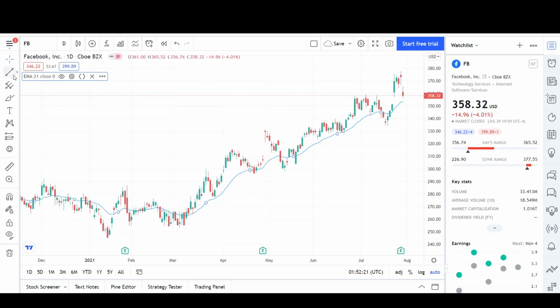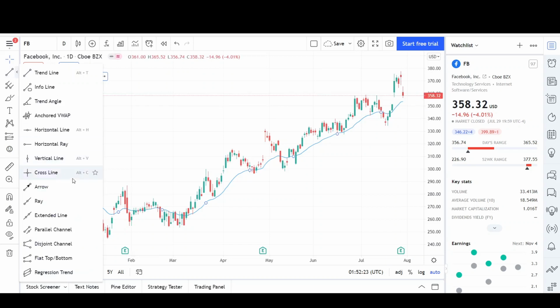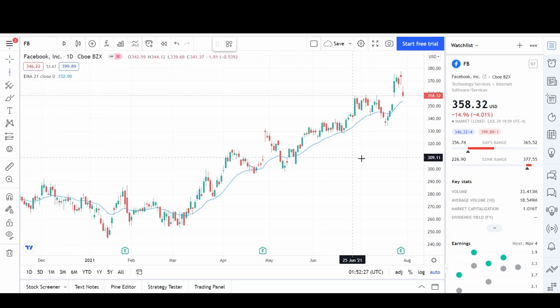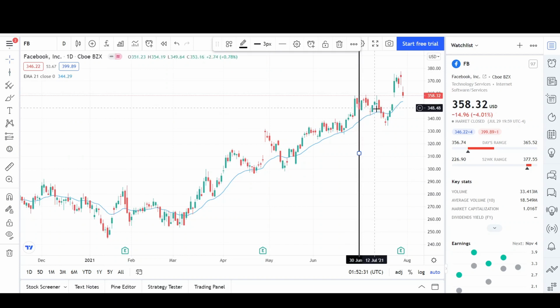So the first thing that I'm going to do is put a vertical line where I left off in my video last month. It was June 30th, which is right here. And everything after that I will discuss and see if my prediction was right.